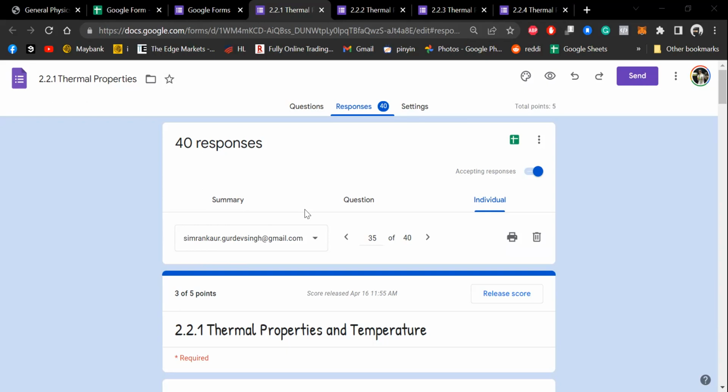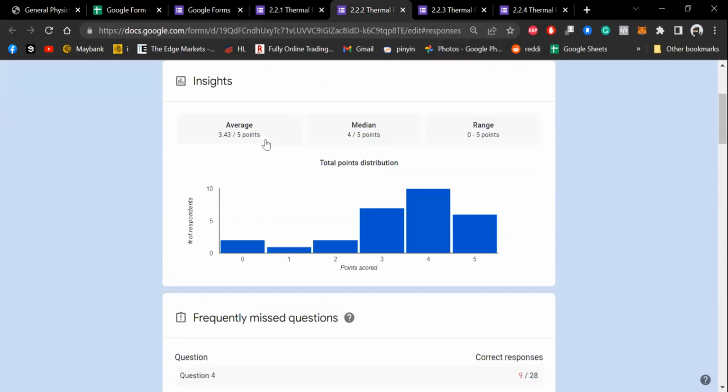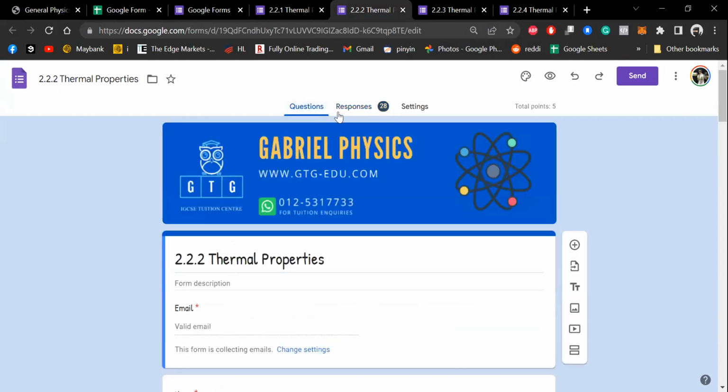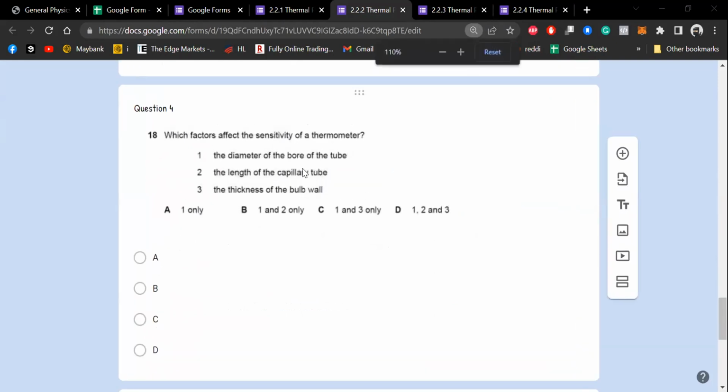For the 2.2.2, the 4th question, what does it mean by the ball? Let me check here. Which factors affect the sensitivity of a thermometer? Sensitivity is only affected by 2 things, right? Either the diameter of the ball, which is obviously this one here, and not thickness, not length. Length affects the range, thickness affects the responsiveness. So only A is the answer.